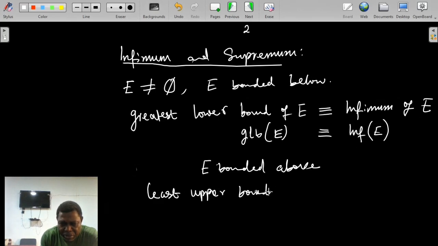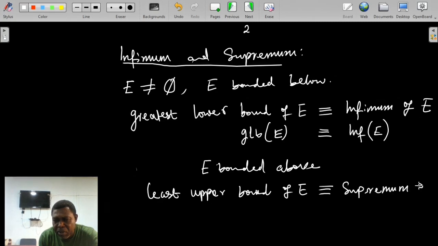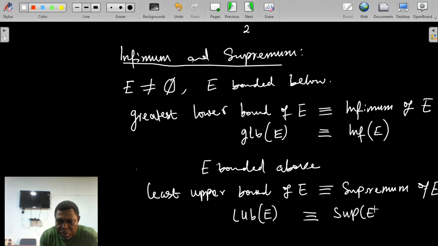the least upper bound of E is also called the supremum of E. And here, the least upper bound of E is abbreviated LUB of E, and this is also taken to be sup of E, where the supremum of E is abbreviated sup of E. These two are the same thing.